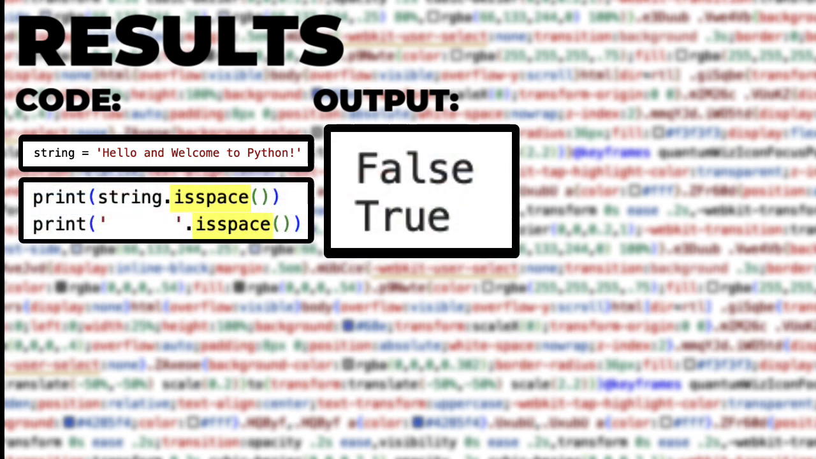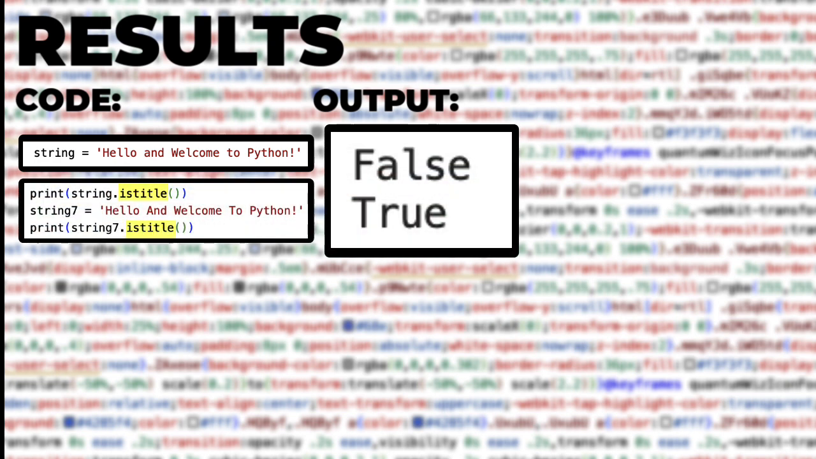Next up is isspace. This will return true if the string is only white spaces. If not, it shall return false. So for the original string, there are letters and others, not just white spaces, so it returns false. But once I just put spaces through the function, it returns true.